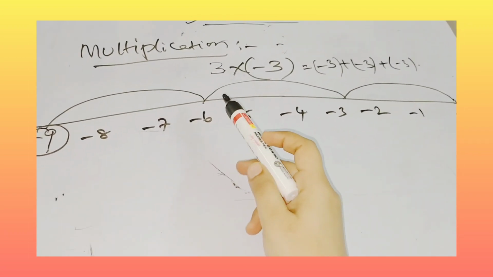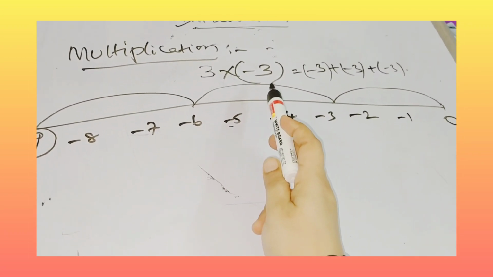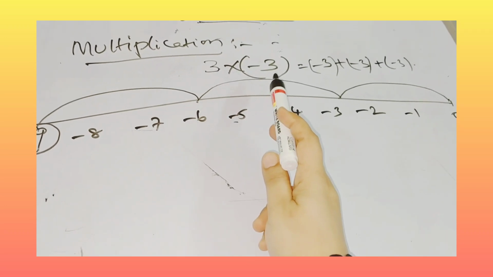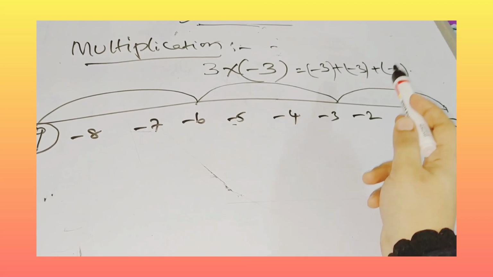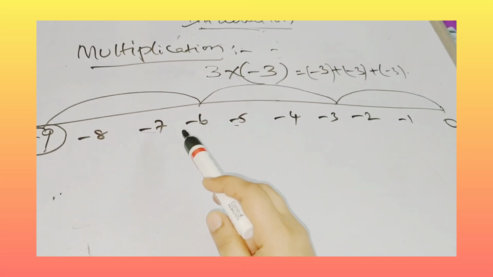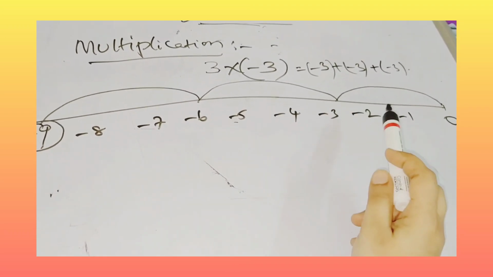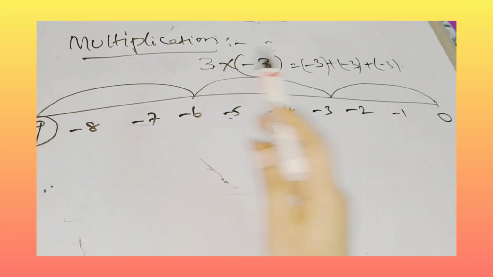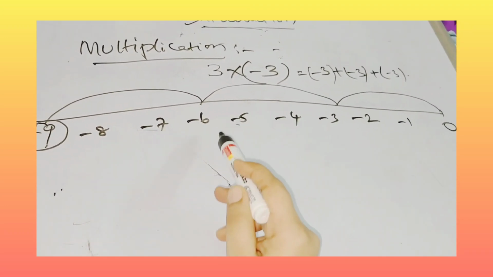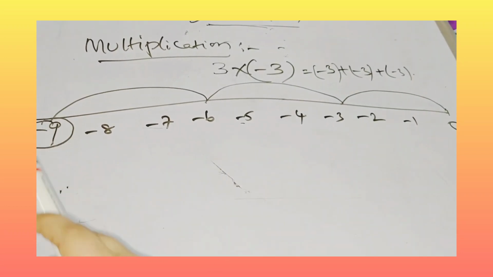Similarly, now we are taking two numbers, 3 into minus 3. Now what you have to do, again you have to take minus 3, 3 times. Okay, minus 3 plus of minus 3 plus of minus 3. Then what is the answer here? Again you have to write only minus symbols here. Okay, minus 1, minus 2, minus 3, minus 4, minus 5, minus 6, minus 7, minus 8, minus 9.